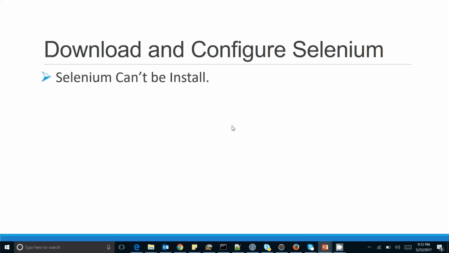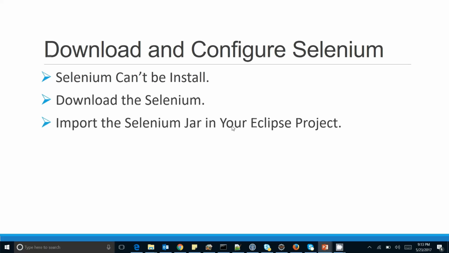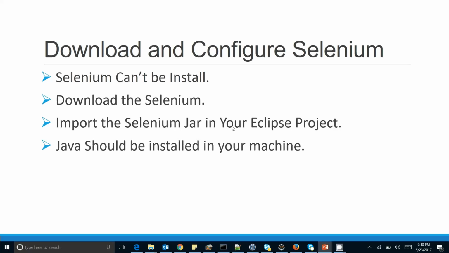It's not an executable file, so you can't install it in Windows. You can't even install it in Ubuntu or Solaris. To use Selenium, you need to download it from its official website, and then you need to configure it within your Eclipse. To use Selenium, you need to import the Selenium jar files in your Eclipse project, and you can use it. So the prerequisite for using Selenium is that Java should be installed on your machine.